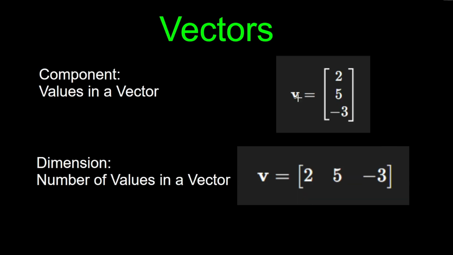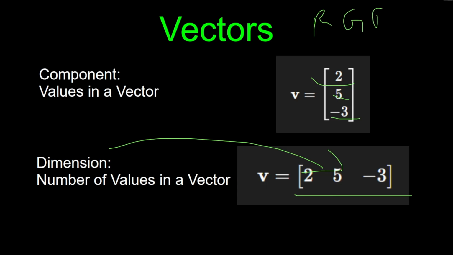So the values which are present inside the vectors are called components, which is 2, 5, and -3. And the number of values which a particular vector has is the dimension of the vector. So here it has 3 values, so the dimension is 3. Let's say the example of a colored pixel value, or RGB value. These have individual numbers, and these are called components of this vector.